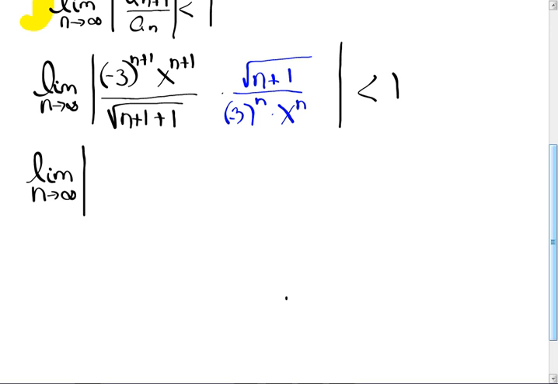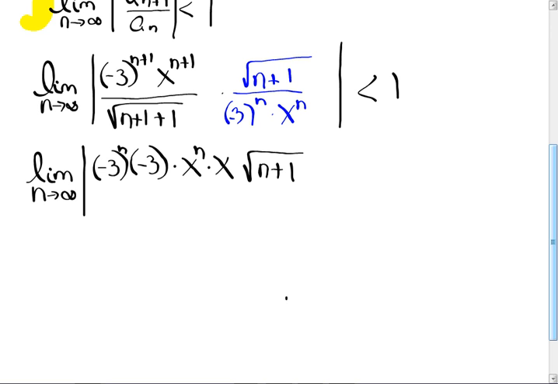So what is this? This is negative 3 to the n times what? Negative 3. This is x to the n times x. And then I have the square root of n plus 1. So I just left my numerator right where it was. It's all multiplied together. And then let's reorder the denominator. Question. Do you agree that this is negative 3 to the n plus 1?